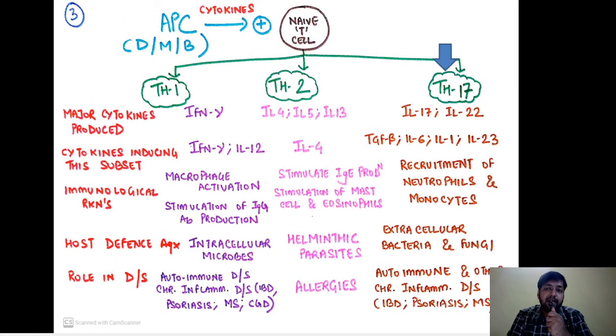Okay, now the T helper 17. The major cytokines which are produced by them are interleukin 17 and interleukin 22. And what are the cytokines which are inducing this subset? It is TGF beta, interleukin 1, 6 and 23. What is the main immunological reaction? They cause recruitment of both neutrophils as well as monocytes, and they are providing the host defense against extracellular bacteria and fungi. And the role in disease is autoimmune and other chronic inflammatory disease like IBD, psoriasis and multiple sclerosis. Hope you have understood this point.